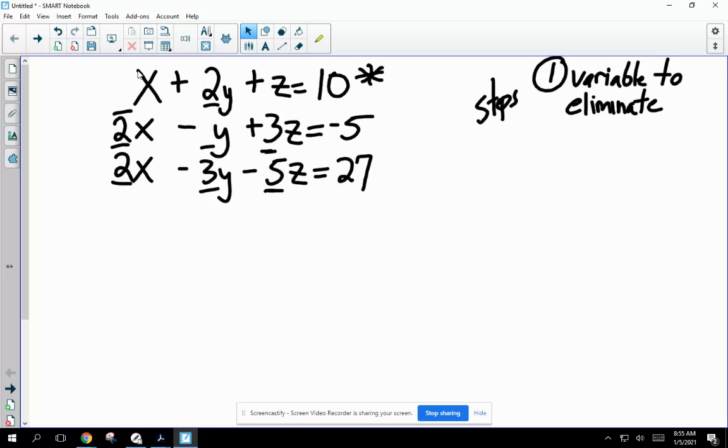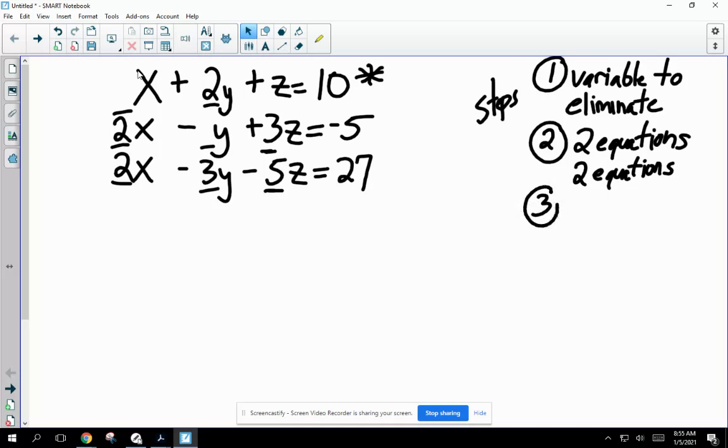So you're going to choose a variable to eliminate, and then you're going to choose two equations to first add or subtract, and then two different equations to add or subtract. And that's when you get down to two equations with two variables. So you remember, the goal is to go from these 3 equations to 2 equations with two variables to one equation with one variable. So I'm going to choose first, and this is how I like to do it.